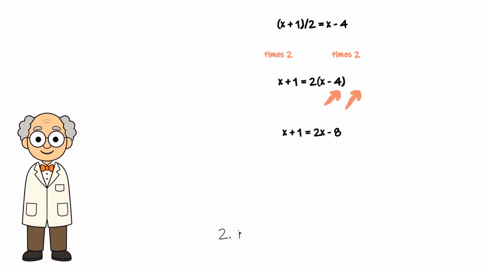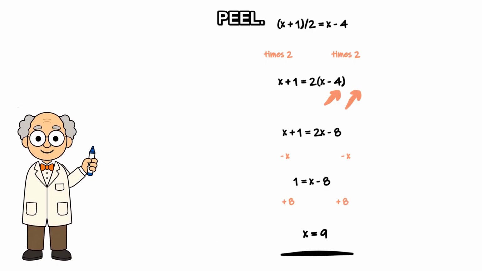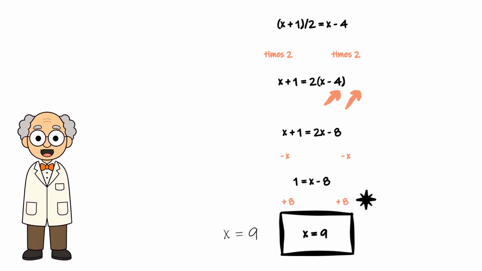Look who is back. Parentheses. Step 2. Pop. The 2 goes to the x and to the minus 4. X plus 1 equals 2, x minus 8. Step 3. Herd. X on both sides, so subtract the smaller pile, 1x from each side. 1 equals x minus 8. Step 4. Peel. Add 8 to both sides. 9 equals x, which is just x equals 9, read backwards.